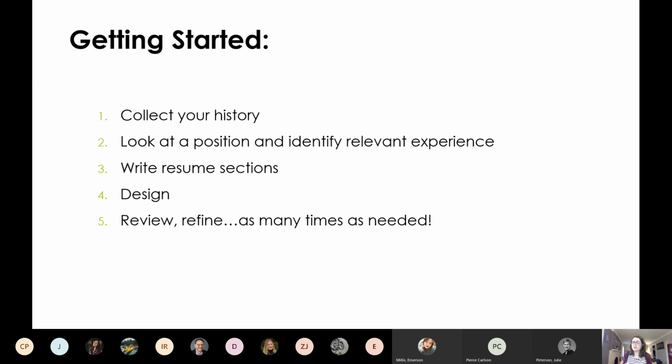And then you're actually going to go through and write your resume sections. I always do the content first, and then I go and work on the design, so the looks of it. What do I have to get onto this page that'll help me design it? And then, just like any sort of design project, you're reviewing, refining, updating, and improving as you go, as many times as you need.